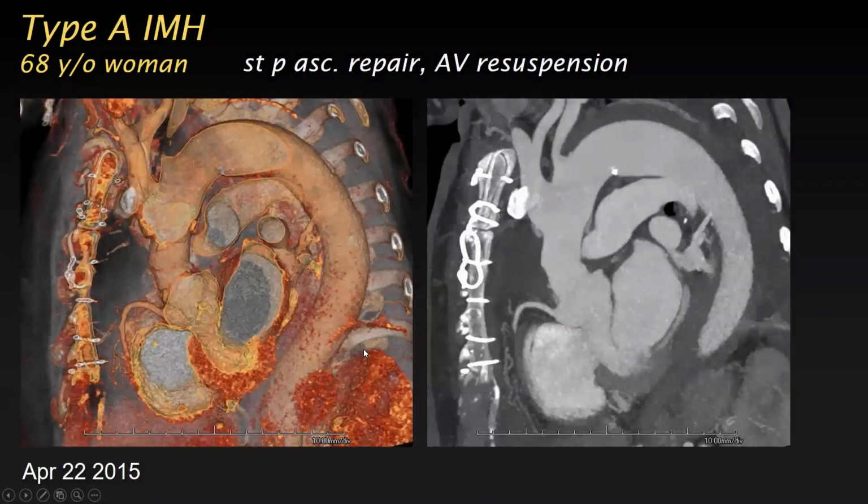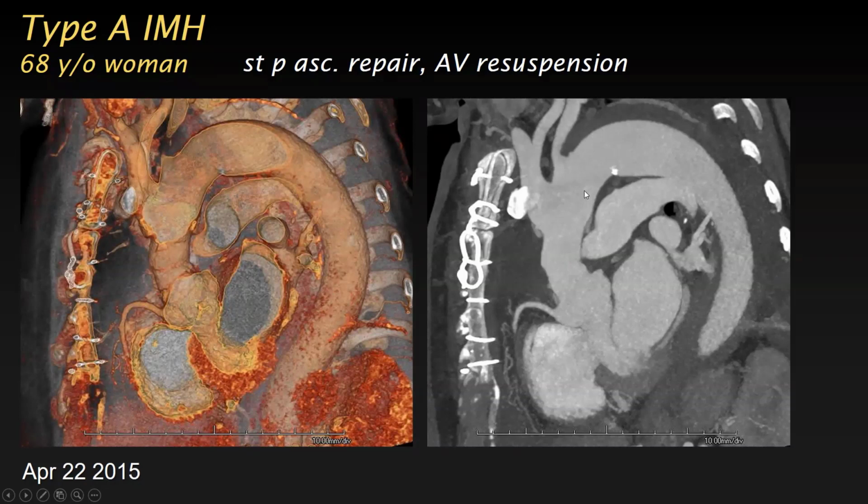This patient was treated with an interposition graft, and they also did some resuspension of the valve. Again, as I mentioned, this is called an interposition graft or a supracoronary tube graft repair. It all refers to the same technique, where you just repair or replace a short segment of the ascending aorta, and the remainder of the descending aorta you can just leave alone. And this looks very good post-operatively.